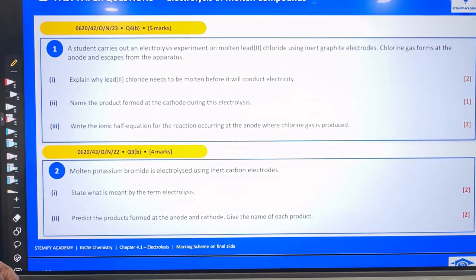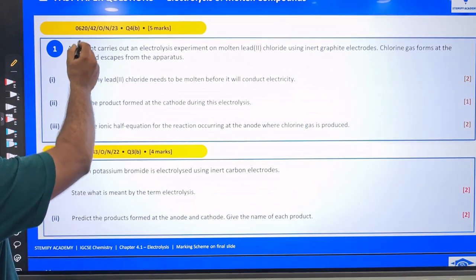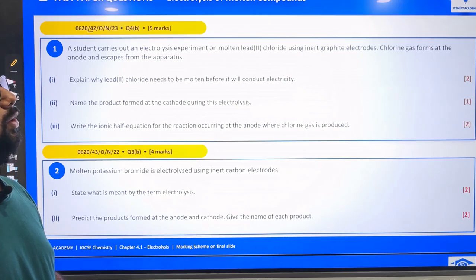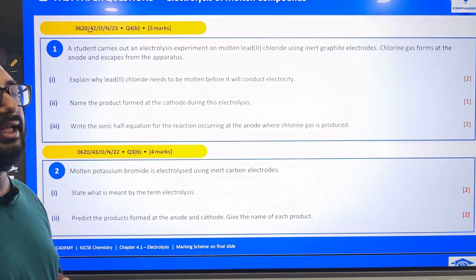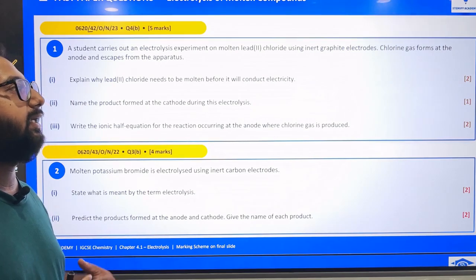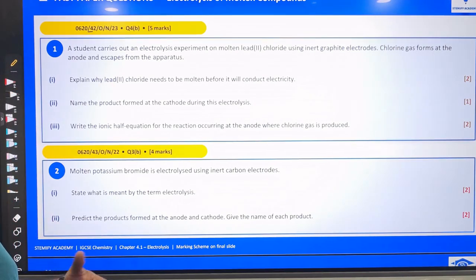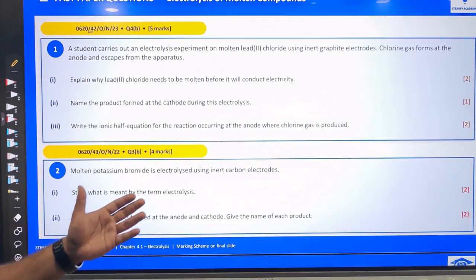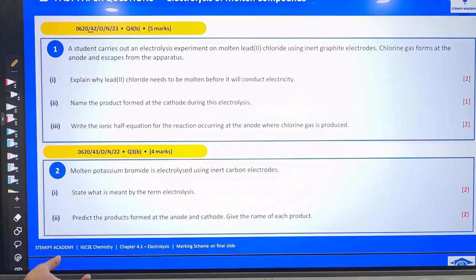Now this appeared in the 2023 paper 4, October/November. The question says, the student carries out an electrolysis experiment on molten lead chloride using inert graphite electrodes. So the question is saying that there is an electrolysis reaction. We are doing electrolysis with electrolyte molten lead chloride. And it says chlorine gas is formed at anode.